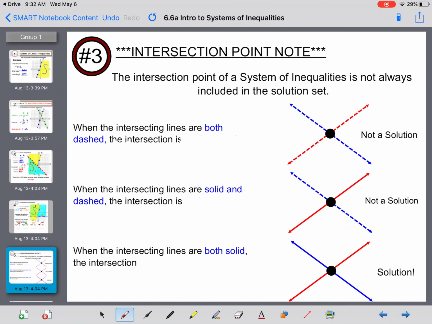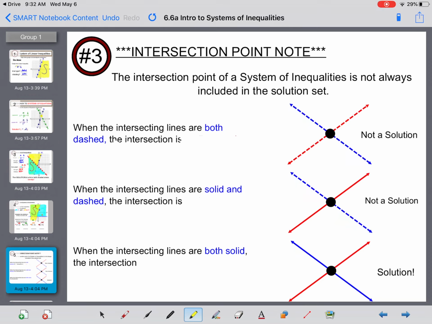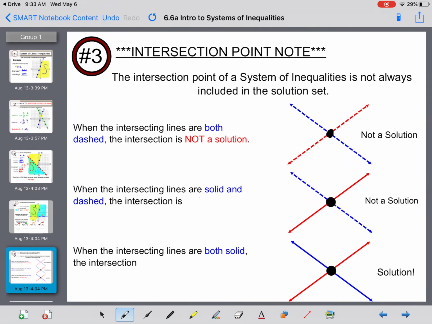Now there are things to remember. When it came to graphing systems of equations, the solution is where they intersect, like this one right here. But when it comes to systems of inequalities, there are specific rules that you need to remember. When the intersecting lines are both dashed, the intersection point is not a solution. So this point right here would not be included.